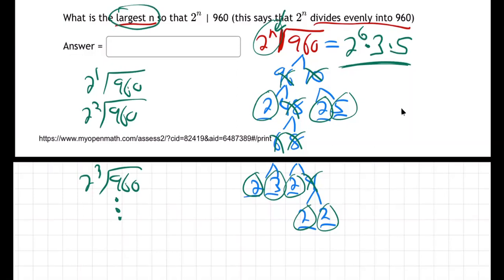2 to the 6? 6. Yeah, the n has got to be 6. They just want the power. Yeah, they just want the n. The n has got to be 6. Exactly. It's just whatever power you have.